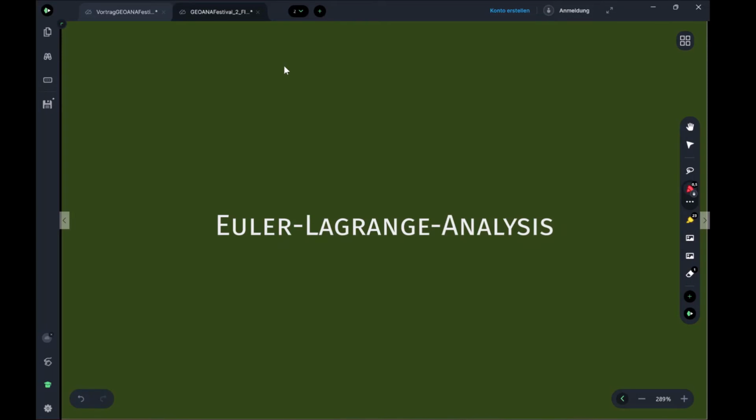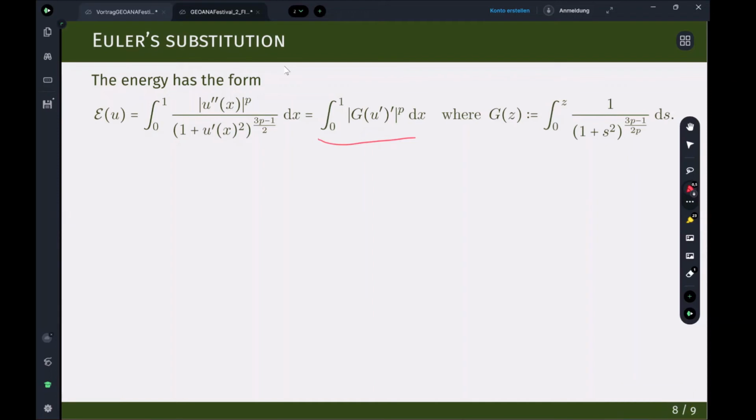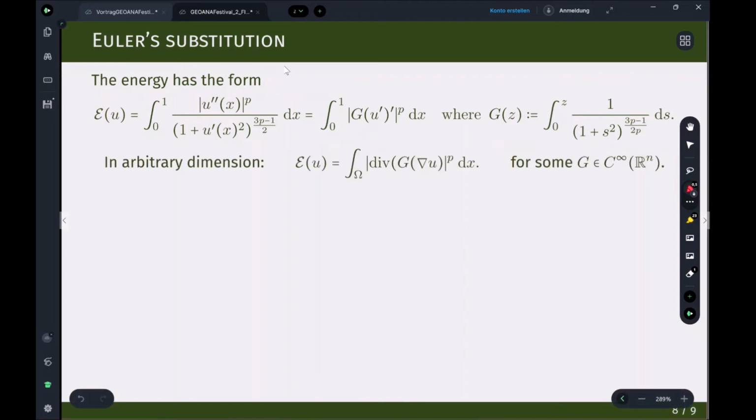So first of all, why does the Euler-Lagrange equation take such a nice form? Basically, this becomes obvious when one rewrites the energy as the following: integral from 0 to 1 of |g(u'')|^p, where g is this function. So this is a way to express the energy. And if one takes a multidimensional equivalent to this energy, one would maybe write it down like so.